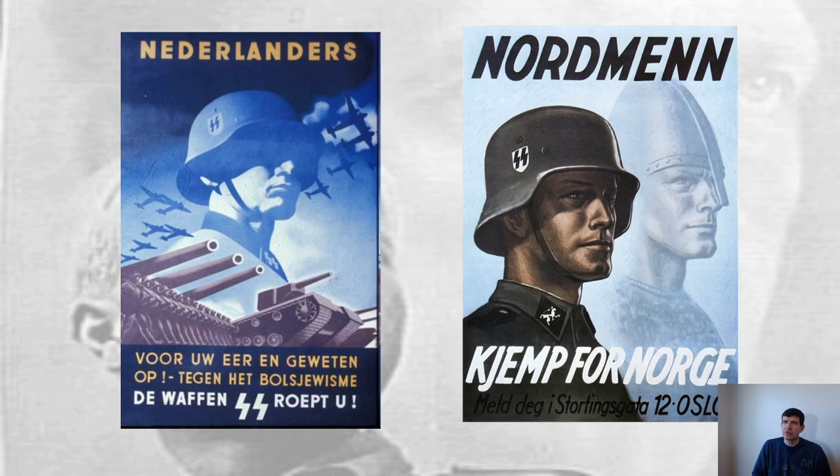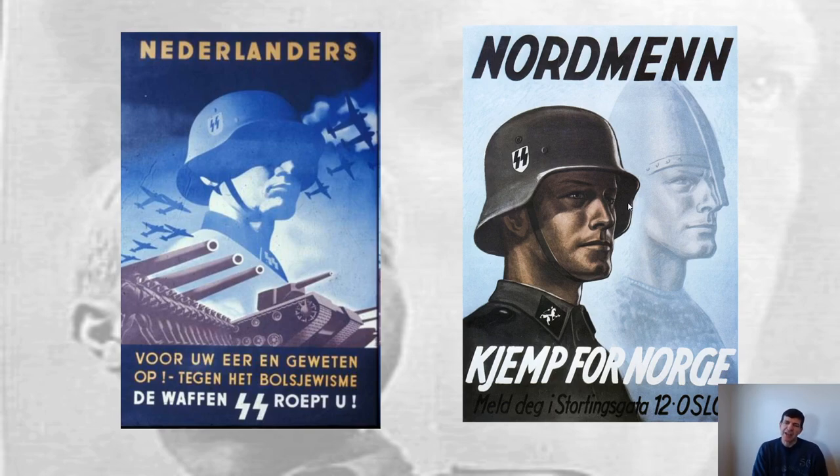It appealed to the Netherlands. The Dutch language is kind of a form of Germanic language, and they had a lot of recruits for what started as Hitler's personal guard, but would become a big part of the German army, the SS. And it also appealed to Norwegians. Here are Norwegians joining the SS.